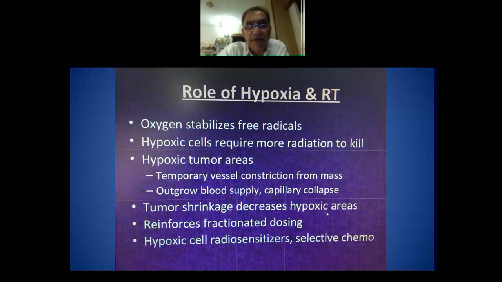Now, these hypoxic tumor areas could be either because there could be a temporary vessel constriction by the mass, or the tumor itself would have just outgrown its blood supply, thereby leading to a capillary collapse. So hypoxia and the ensuing infection are two negative factors when it comes to the response of a tumor to radiation. So the more the infection and the more the hypoxic areas within a tumor, the less likely the tumor is going to respond very well.